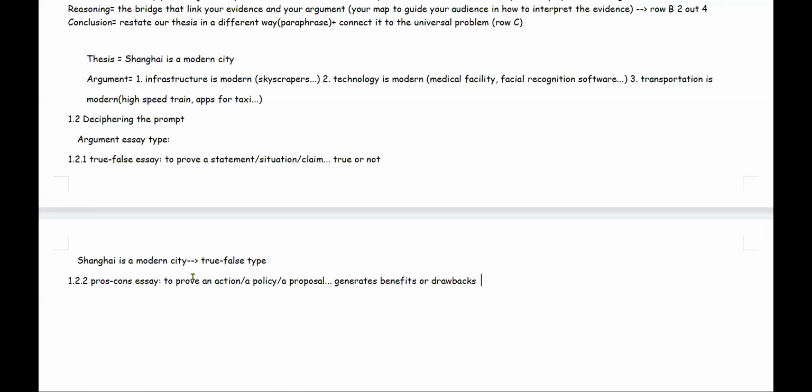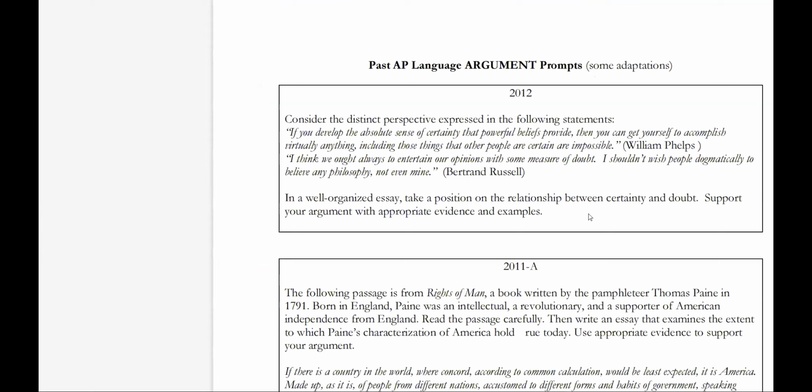So let's practice here. One sec. Here I have a whole bunch of past papers, just the prompts for the argument essay. Let's take a look at 2012. Here is our prompt. In a well-organized essay, take a position on the relationship between certainty and doubt. Weird question, right? So, Julianne, do you think this is a true false or pros cons?